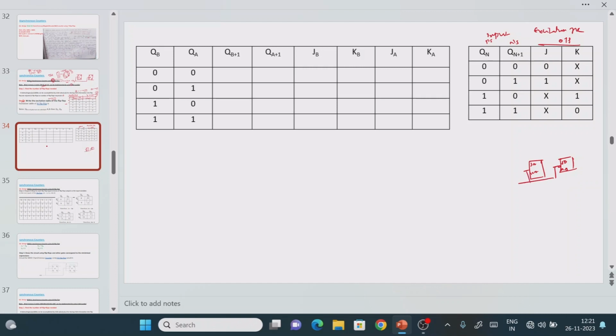Now see, how many excitation tables do we have? Here the output is QA, here the output is QB. So how many present states do we have here? If you observe, we have two present states. The flip-flop 1 is QA, the second one is QB. We always need to write from LSB to MSB only. It means the first value should be QA, the second value should be QB. These are what we call the present state.